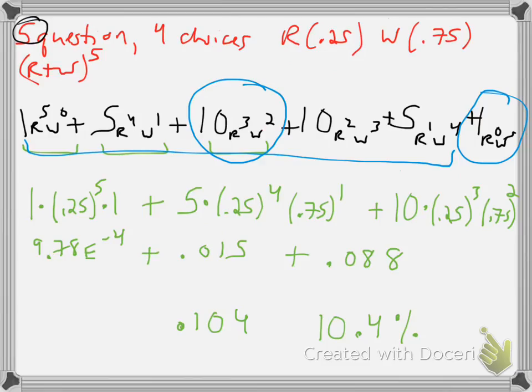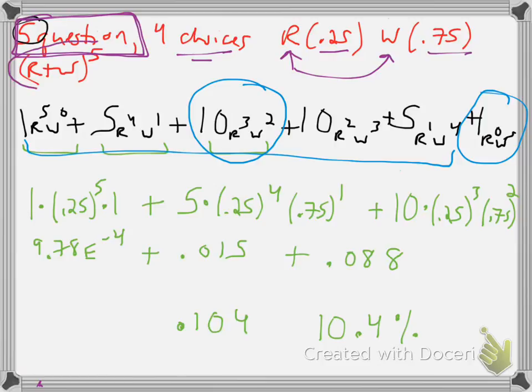So let's say that there are 5 questions on a test. 5 questions. And each question has 4 answer choices, meaning that there's a right response and a wrong response. Those are the 2 outcomes. There's a 25% chance of getting it right, 1 out of 4, and a 75% chance of getting it wrong, 3 out of 4. Well, I'm going to expand that. Wrong plus right to the 5th power.